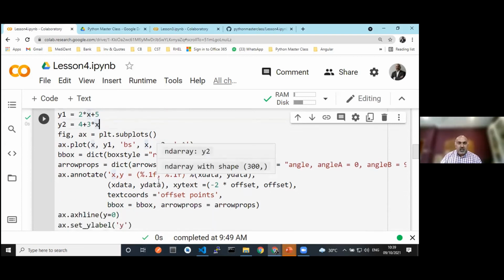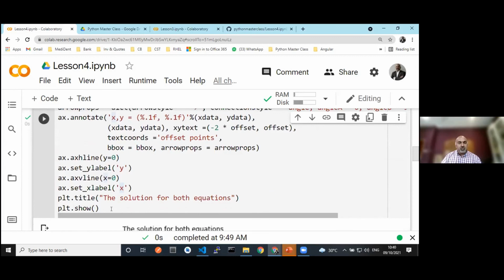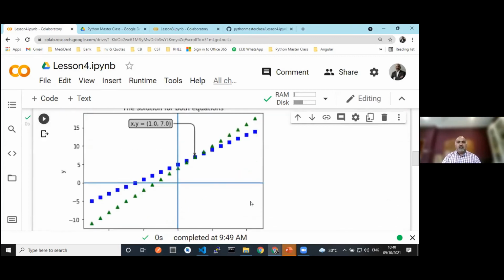All right, and then I do plot show. All right, so that's how we get this graph. So what is the point 1 and 7 now? It's the intersection between the 2 lines. Okay, so if the 2 lines do not intersect, then there is no solution. Okay, there is no solution.